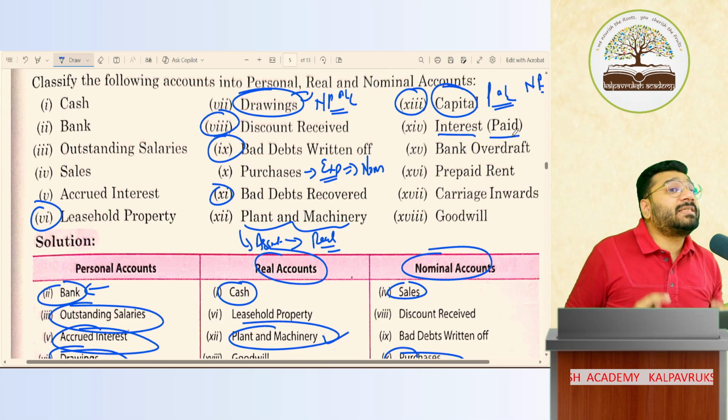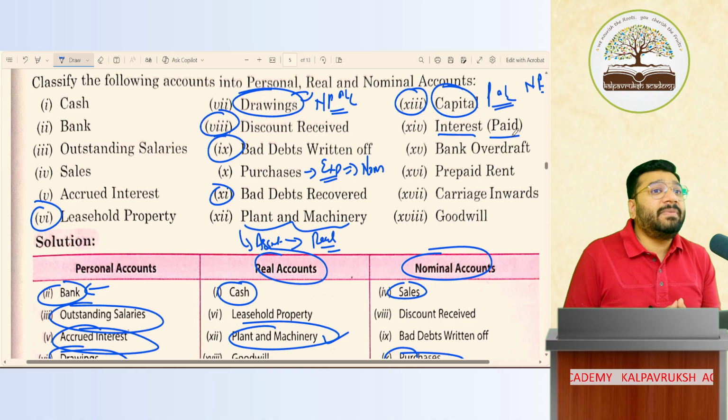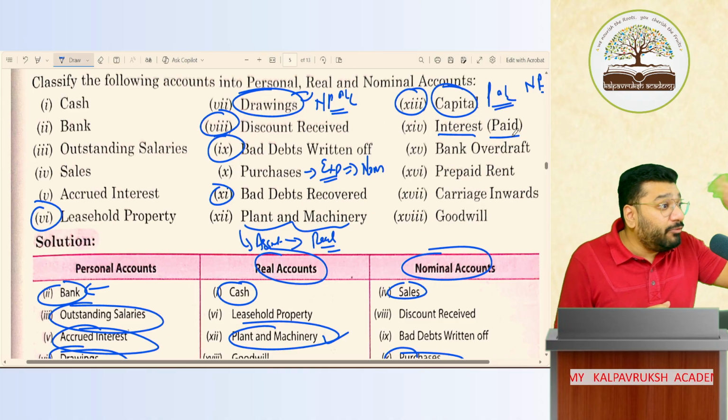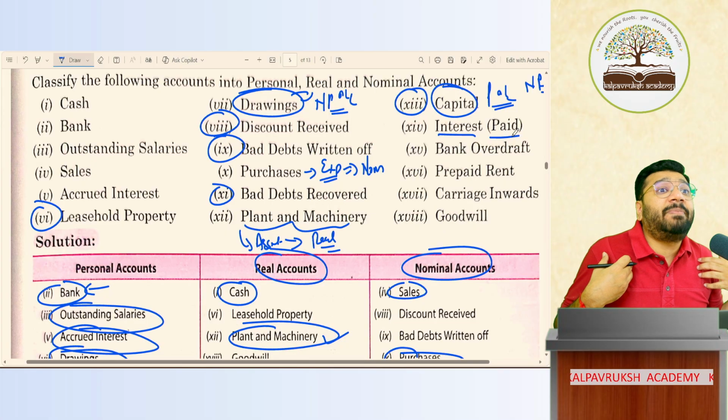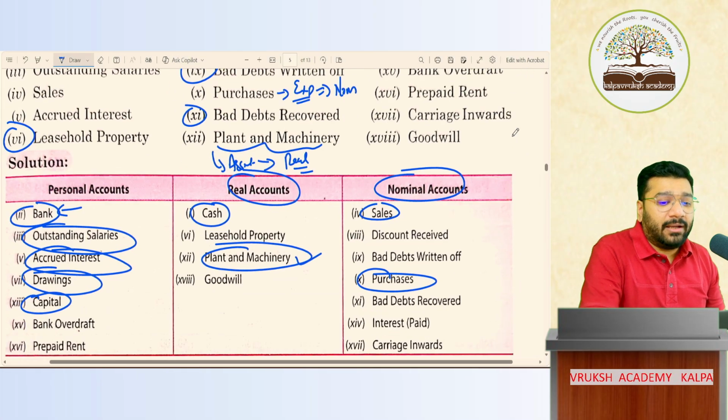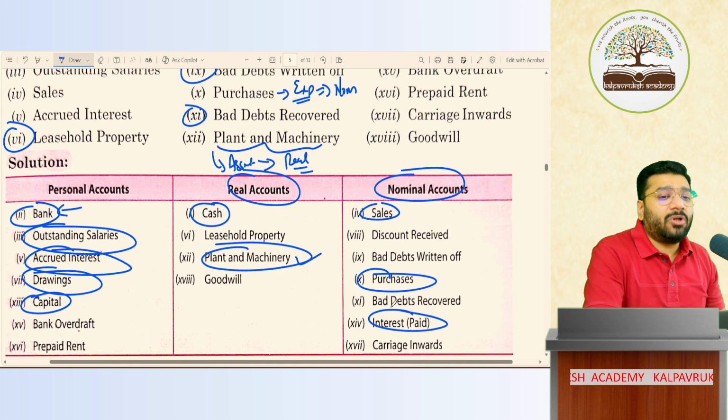Interest paid. I'm paying interest means I've taken a loan from the bank. I have to pay interest. So interest is my expense. So interest is a nominal account. Very good. Interest paid is an expense, nominal account.